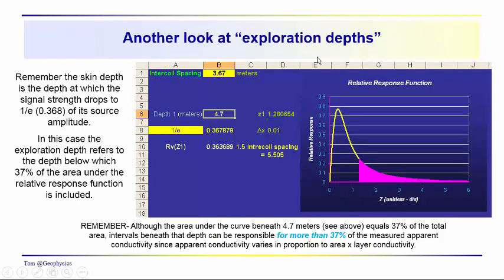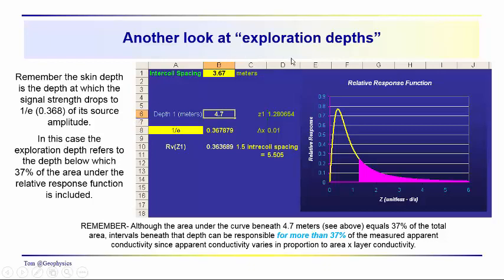And where they come from is a little bit different than, well, we're going to come back to this relationship here of 1 over E. Remember, the skin depth is the depth at which the signal strength drops off to 1 over E, or 0.368 of its source amplitude. We talked about that earlier on in terms of what the skin depth is. When the amplitude of the signal drops off to about a third of its value at the source, that's the skin depth.